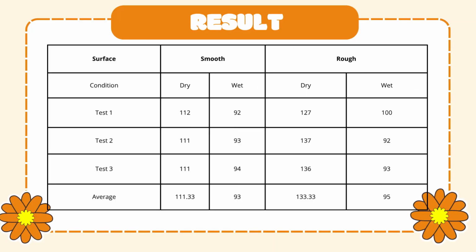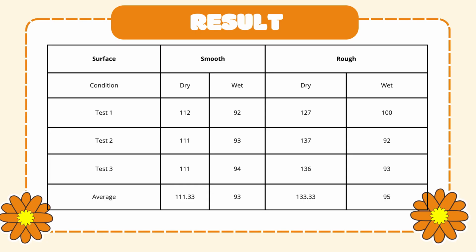For the result and data, the skid resistance test was carried out on 2 different pavement surfaces, which are smooth surface and rough surface. Each surface was tested under 2 conditions, which are dry condition and wet condition. 3 readings were taken for each condition and the average value was calculated. Based on the result, the smooth surface in dry condition recorded an average value of 111.33, while the smooth surface in wet condition recorded a lower average value of 93. This shows that the skid resistance of the smooth surface decreased when water was present on the surface.